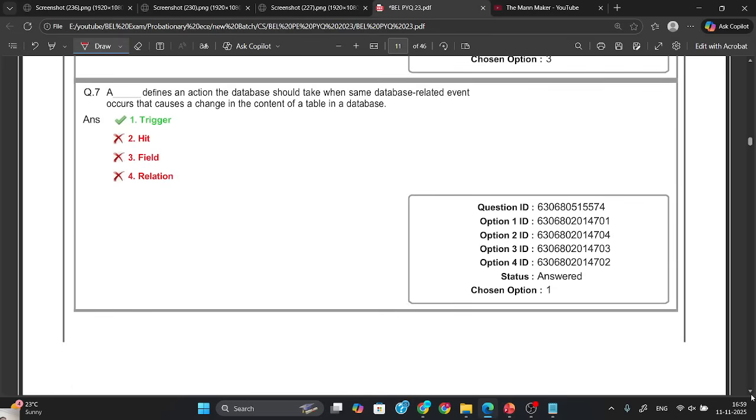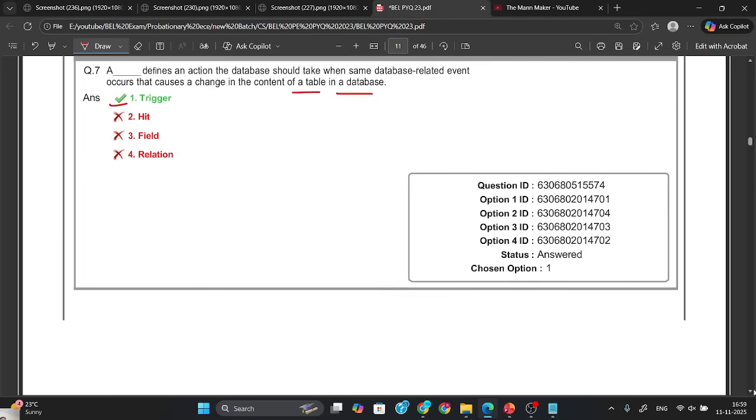Now the next one is: a dash defines an action the database should take when some database related event occurs that causes a change in the content of the table database. So basically this will define a trigger. So option A is your right answer.